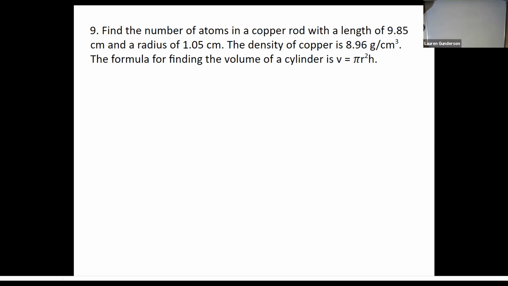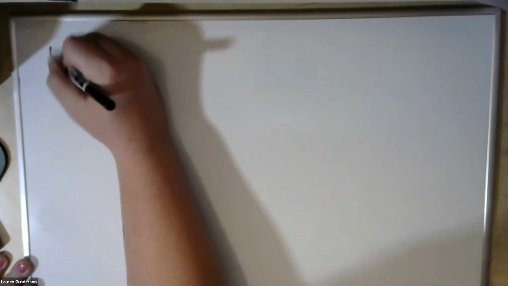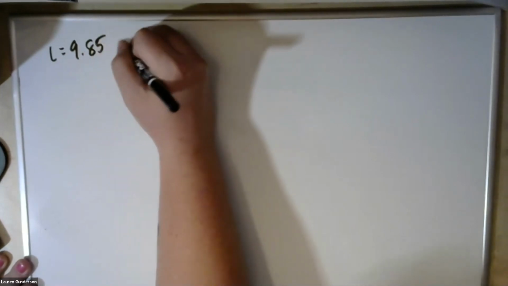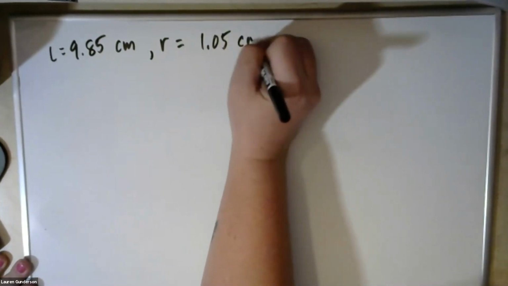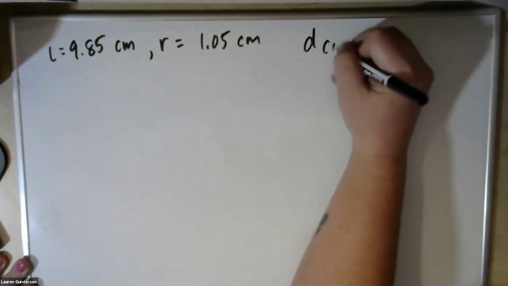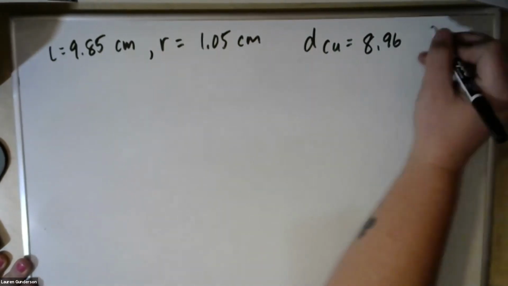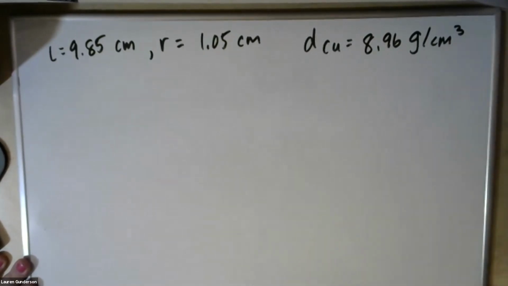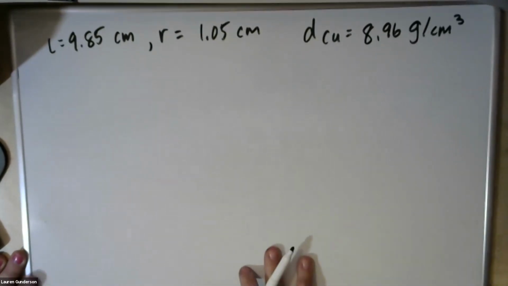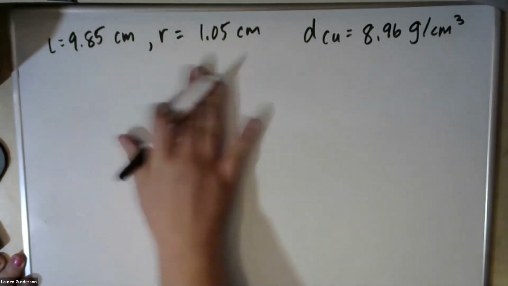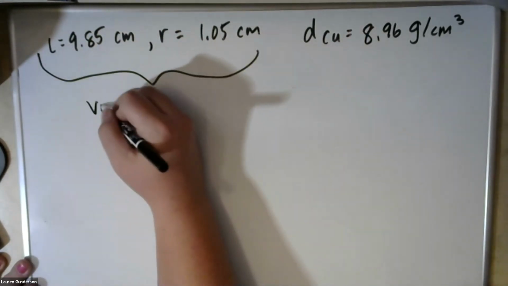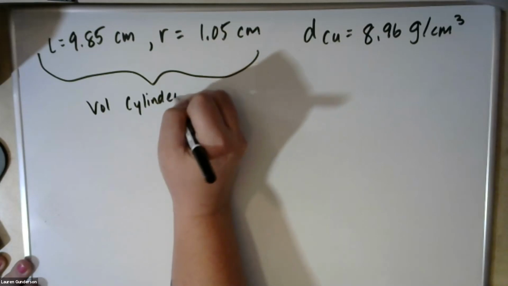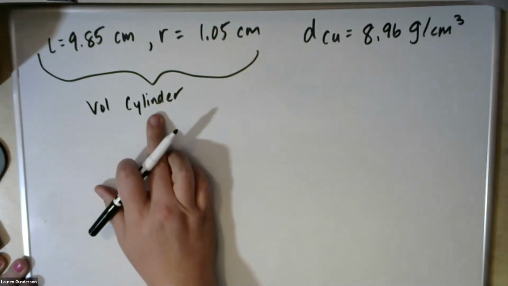All right, I gotta write down this information. So we have a cylinder that has a length of 9.85 centimeters, radius of 1.05 centimeters, and the density of copper is going to be 8.96 grams per centimeter cubed. Okay, so we're just looking at the reverse process here. So we can use this information to find the volume of the cylinder, right? And the volume of the cylinder is going to be equivalent to the volume of your copper.